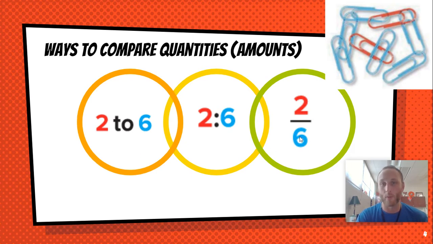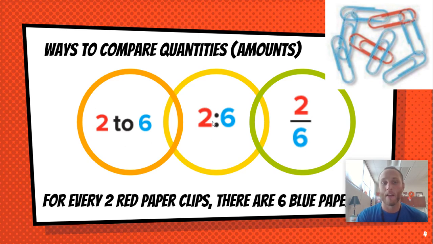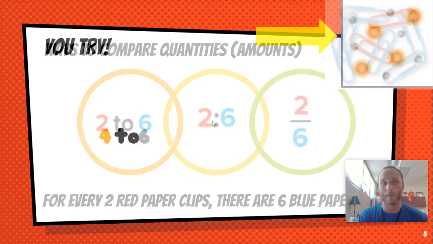All of these different ways work. This one's using a fraction, this one's using a colon, and then this one's just using the actual word "to." This is how you would read that again: for every 2 red paper clips, there are 6 blue paper clips. So you always want that "for" to start your sentence, and then you want "there are" after the comma.